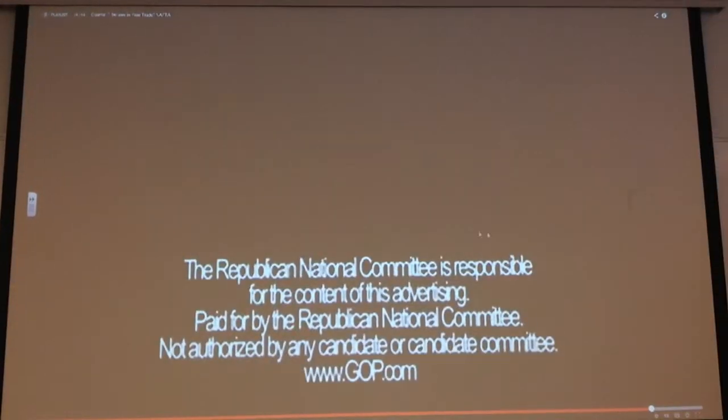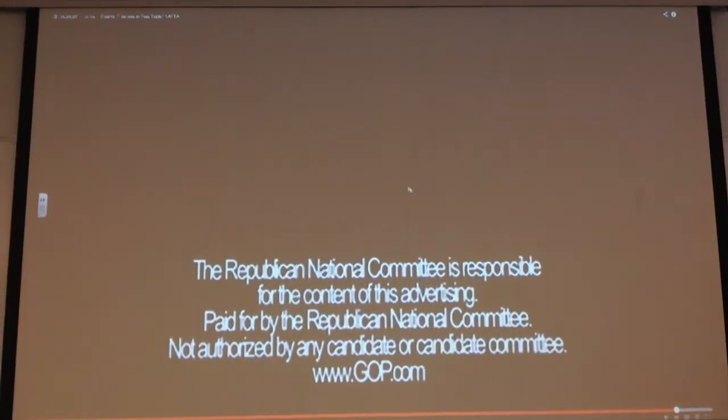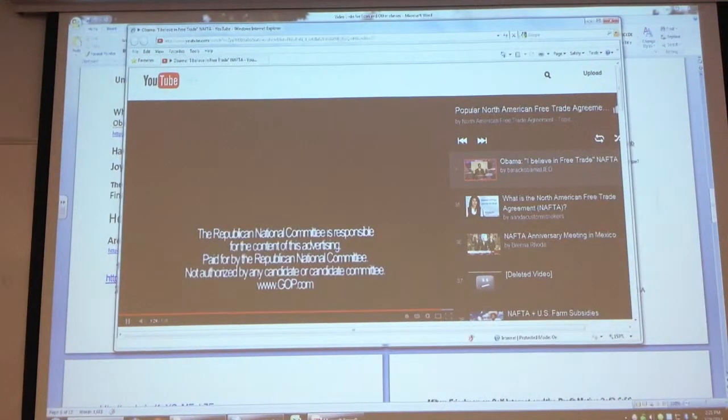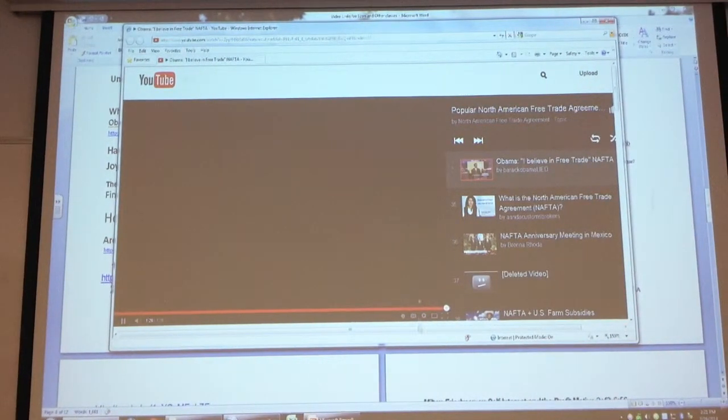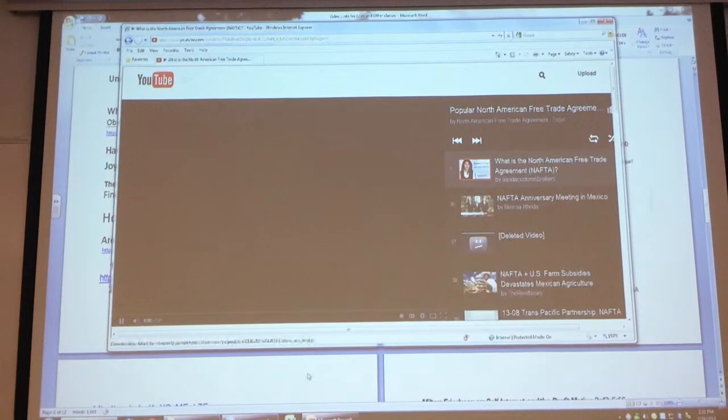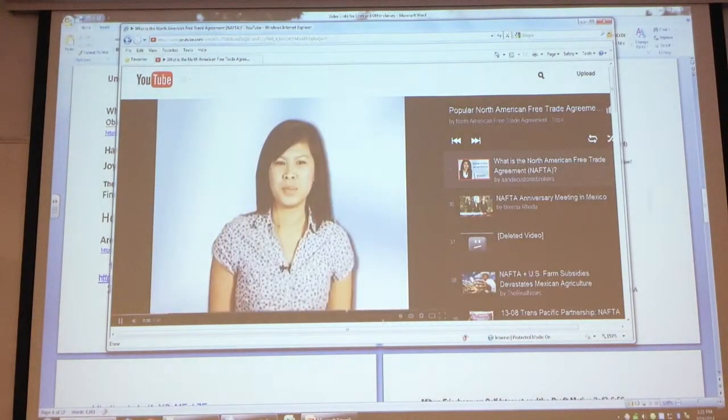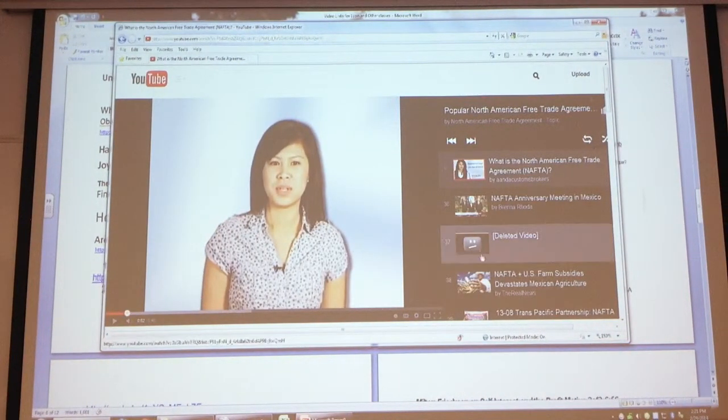He's not alone in that. There's been plenty of Republicans that have probably... you can run the same little bit on. Is everybody crystal clear on where President Obama is on trade? What is the North American Free Trade Agreement? Not doing that one.